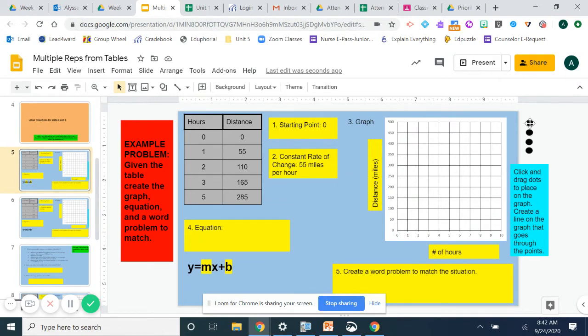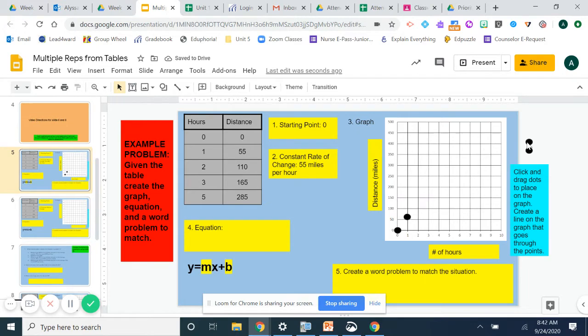So I know at the start, I'm going to drag that dot. I'm going to place it here. That's where they started. 1 hour later, they're at 55. So I'm going to put another dot at 1 hour. Here's 50. 55 is just above that. So I'm going to leave it right there.